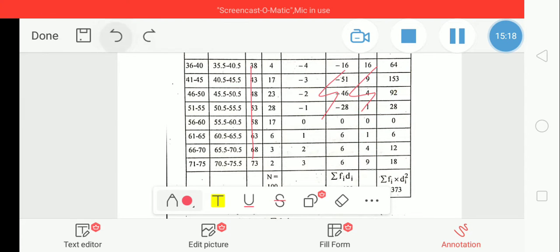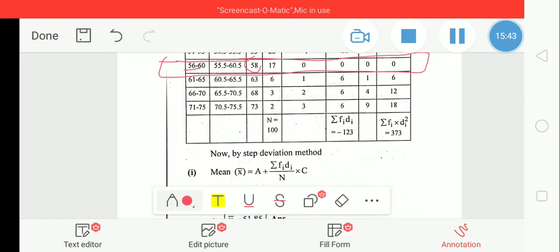Here it is not the value 55, just greater than 55. This is 53, so less than 55. So just greater than 55 means 58. So this is the mean class. A is 58. Now 56 minus 60.